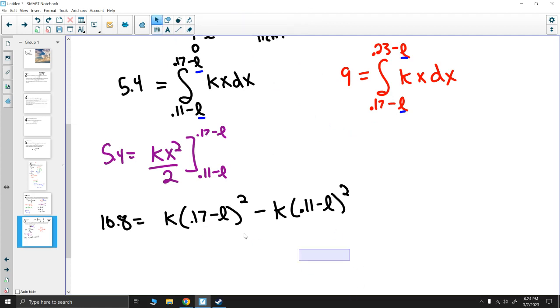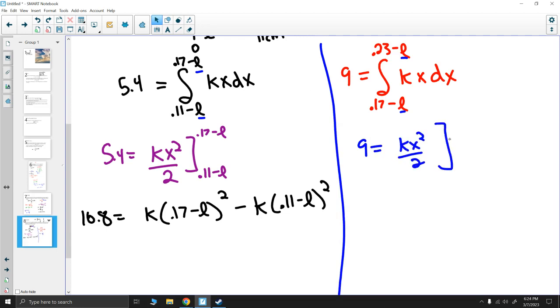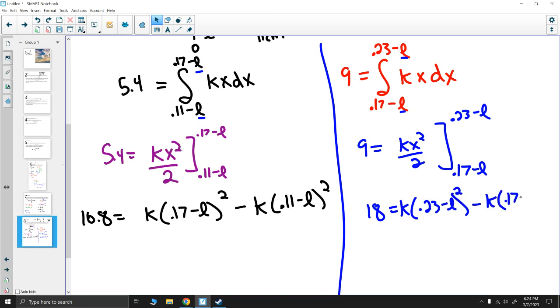We're going to do the same thing over here at the same time. So 9 is equal to kx squared over 2 from 0.23 minus L to 0.17 minus L. Okay, so again, same thing, multiply the 2 over. We get 18 is equal to k times (0.23 minus L) squared minus k times (0.17 minus L) squared.